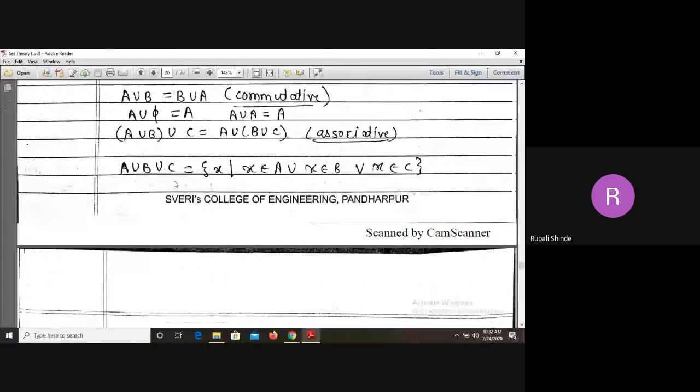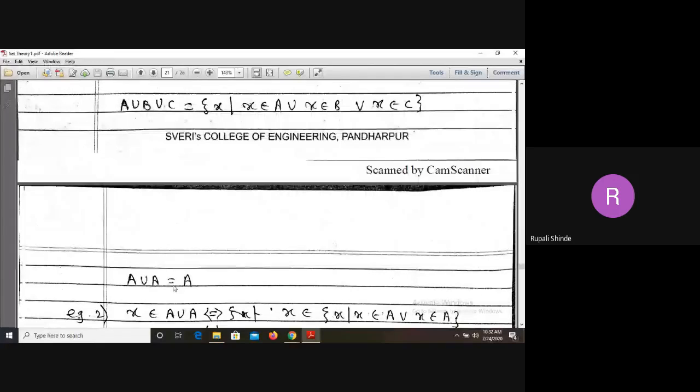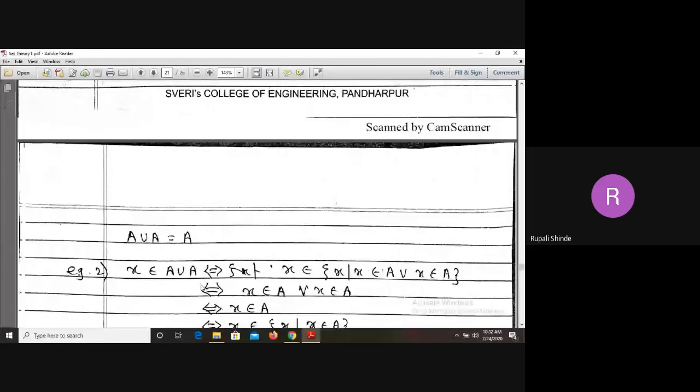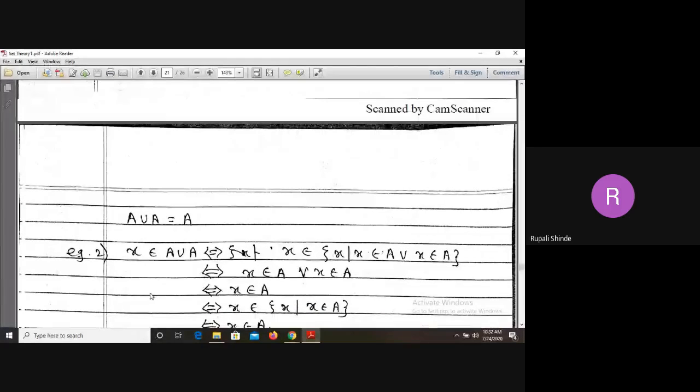Again, A union A is equivalent to A only. So how can we prove this? Consider any element X which belongs to A union A. We can keep this X belongs to as it is. Now we have to replace this A union A by its definition. So for any element X, X belongs to A or X belongs to A. So here we have just written the definition for A union A.